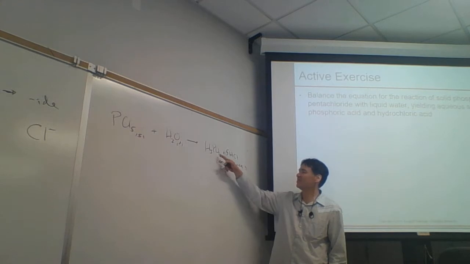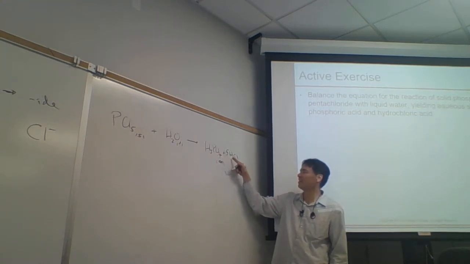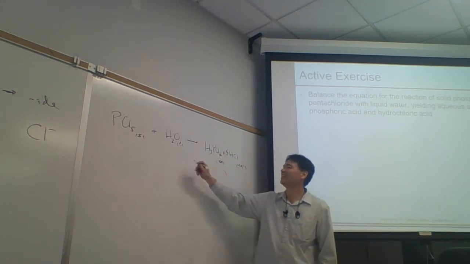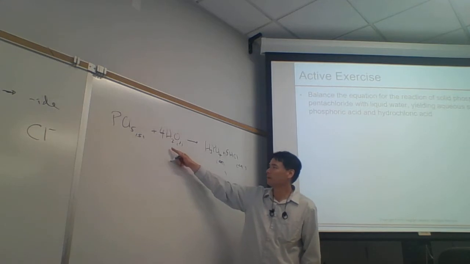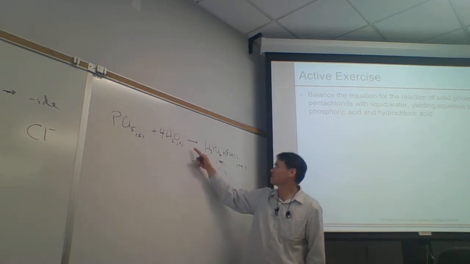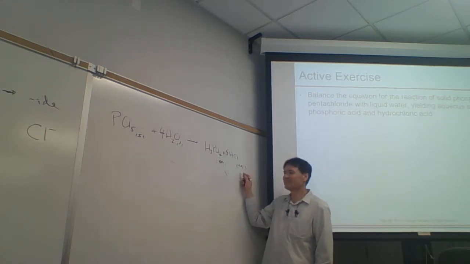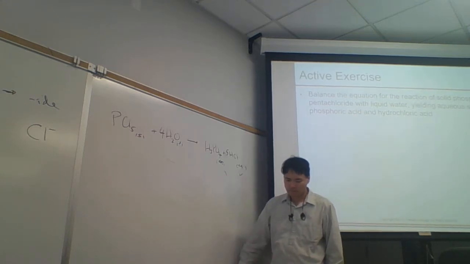We don't want to change these because that'll screw up phosphorus and chlorine. So there's 3 hydrogens here, plus 5 hydrogens is 8 hydrogens. So we'll get 4 here, that gives us 8 hydrogens. Hopefully the oxygen is balanced. It gives us 4 oxygens. We have 4 oxygens, so this is balanced. That's good.